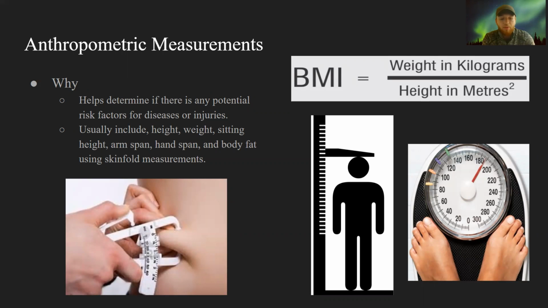Overall, anthropometric measurements usually include height, weight, sitting height, arm span, hand span, and body fat using skinfold measurements.